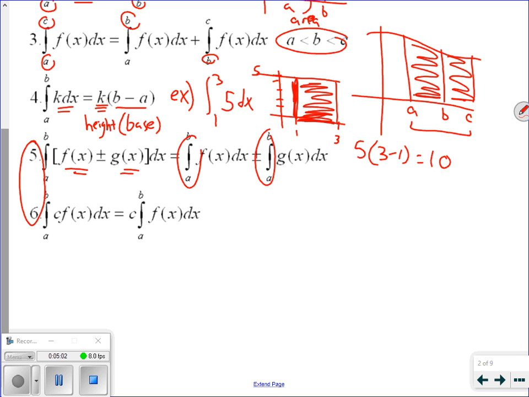And same thing for this next part. If we have a constant being multiplied by a function in the integral, the constant can come out. Okay. So there you have that, some properties.